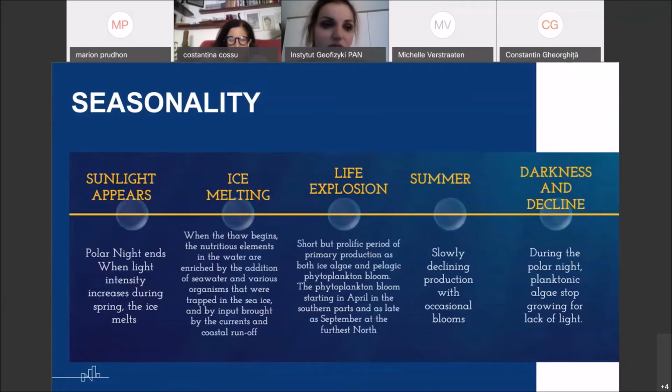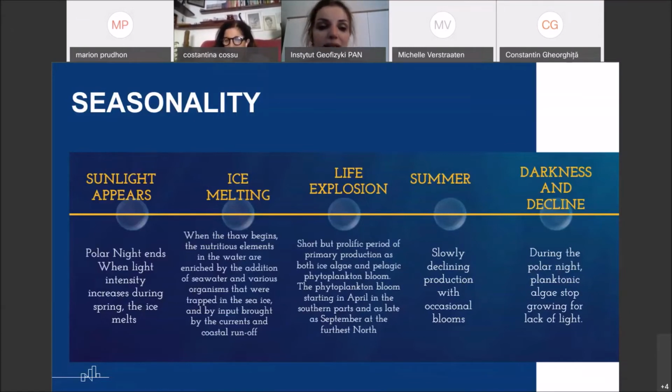Of course, it differs from one region to another. So when the polar night ends, then the light intensity increases. Of course, the sun reappears, and the sea ice begins to melt. Then, as a consequence, we have an ice melting period, which is a very, very intense and very important period for the Arctic phytoplankton.